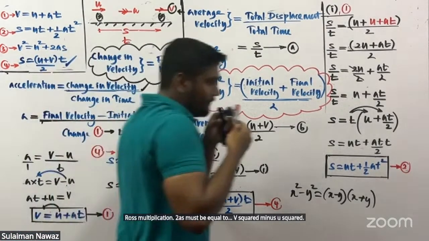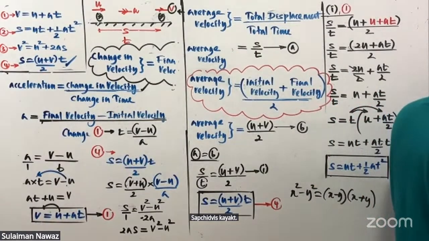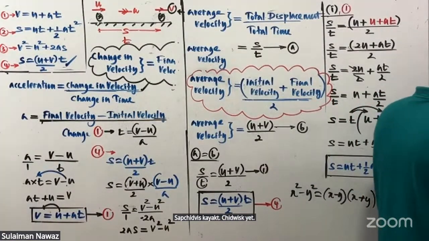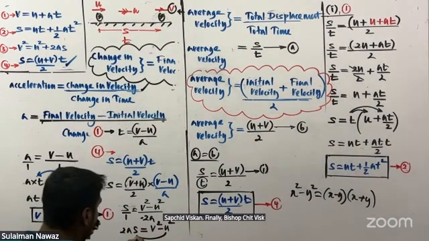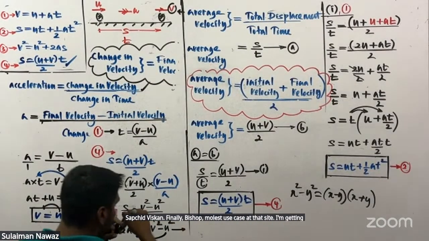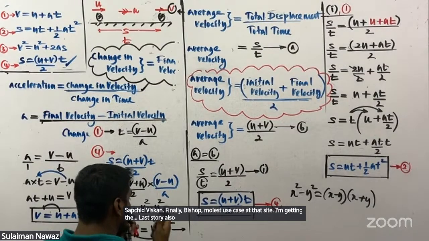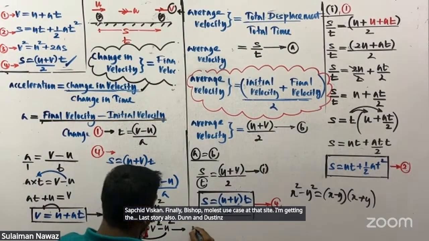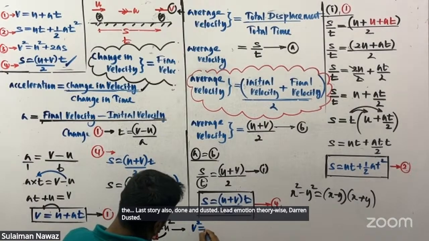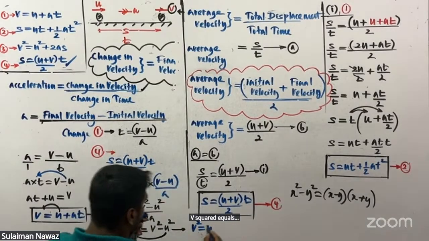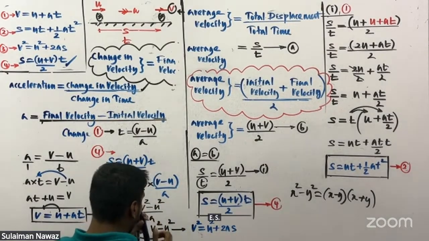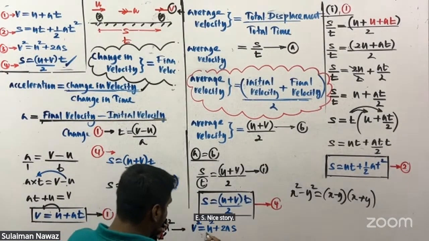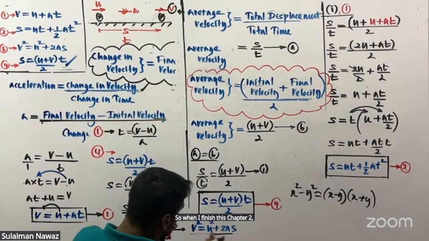Finally, we substitute v squared. Move this u squared to that side. I am getting the last equation also. Done and dusted. Linear motion theory wise, done and dusted. v squared equals u squared plus 2as. Nice story. So when I finish this chapter 2, unit 2, I will give a short notebook also.